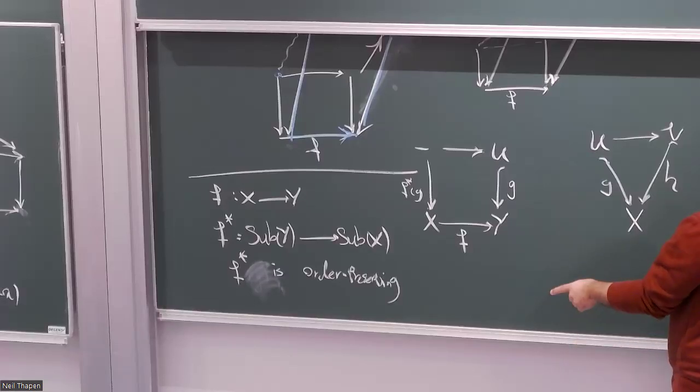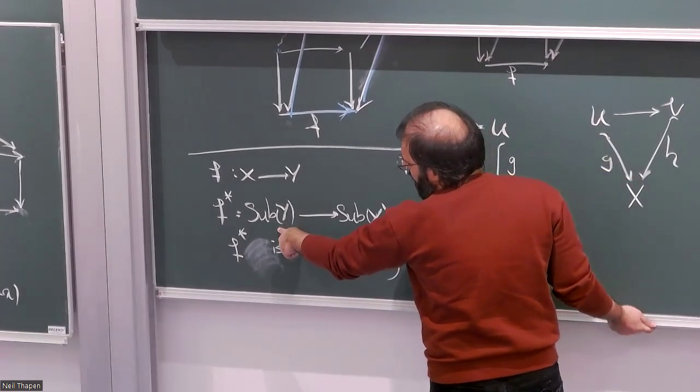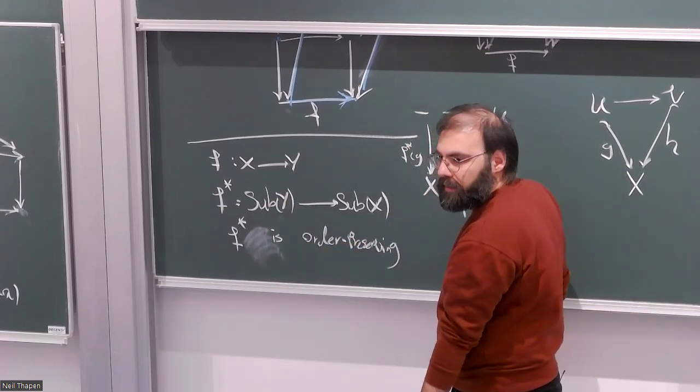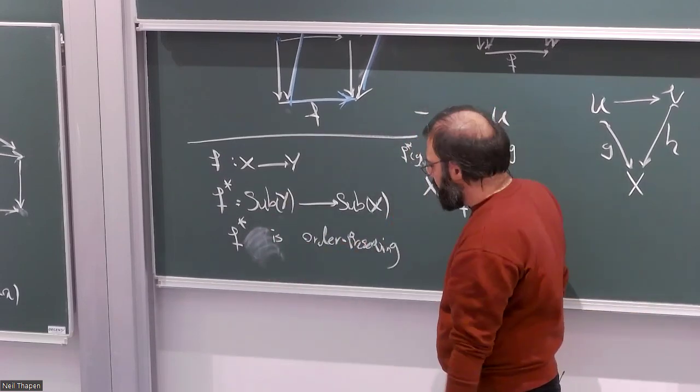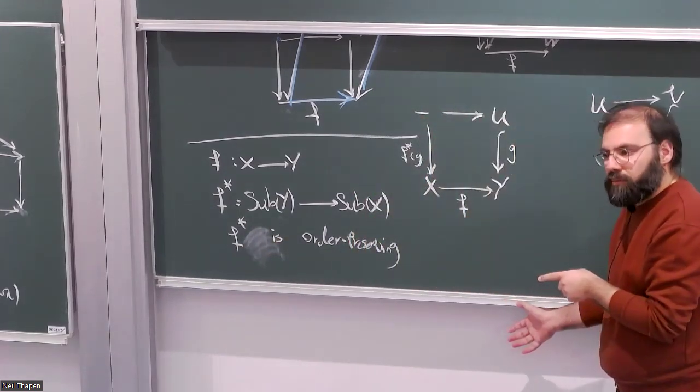Therefore, subobjects actually form a preorder, a reflexive transitive order. And I'm saying that pullback just preserves the order, right?